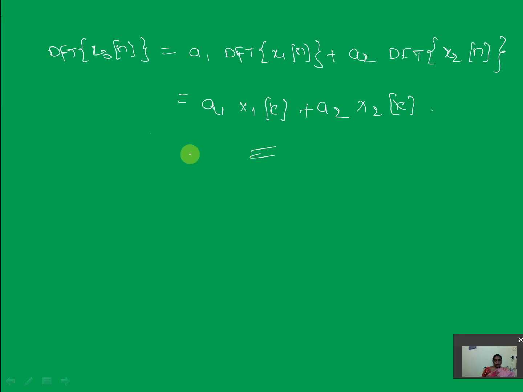We can also represent it like this: a1 x1 of n plus a2 x2 of n, and so on up to aN xN of n, if you consider multiple constants, weights of the particular sequences.